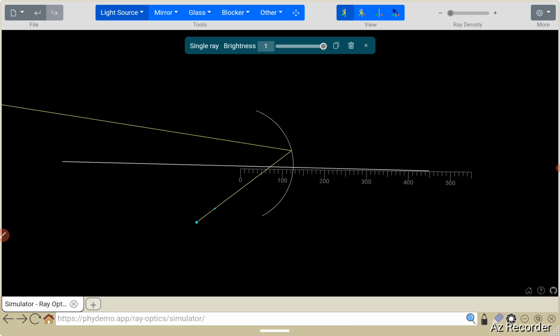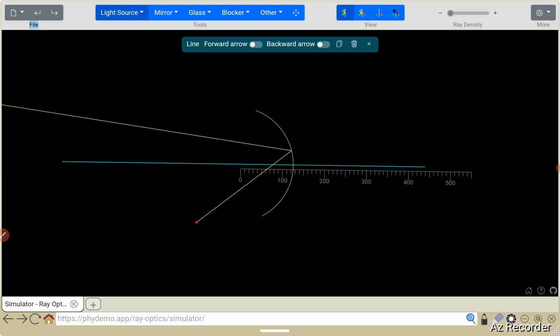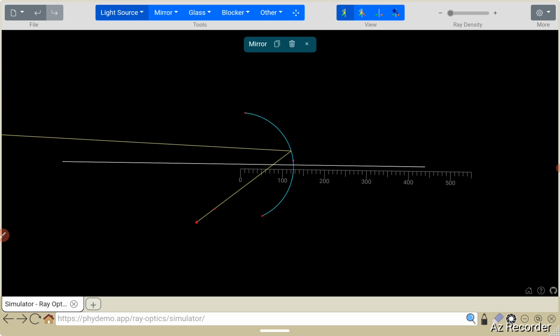Why we are not getting parallel to principal axis is because this line is not exactly straight. That's why we may not get it correctly, but it will be parallel. I'll just shift the mirror otherwise. See here. Now see, this will be parallel to principal axis. Understood?